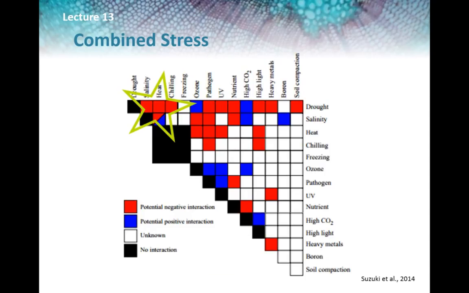Abiotic stress factors have been studied extensively. However, not as many studies have been conducted on combined stress effects on plants. In this stress matrix, we can see different combinations of potential environmental stresses that can affect crops in the field. The matrix is color-coded to indicate stress combinations that were studied with a range of crops and their overall effect on plant growth and yield. The red squares show potential negative interaction, the blue ones show potential positive interaction, the whites have unknown interaction, and the black have no interaction at all. If you look closely, you can see that drought has a potential negative interaction with salinity, heat, and chilling.